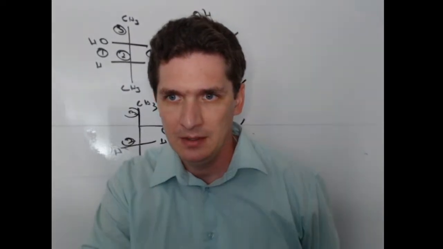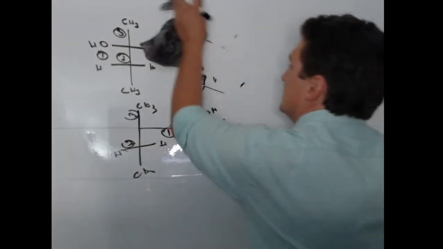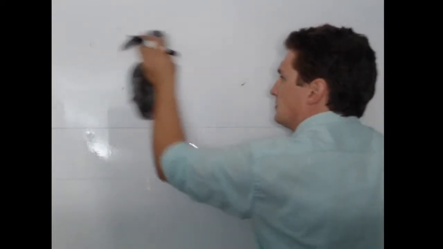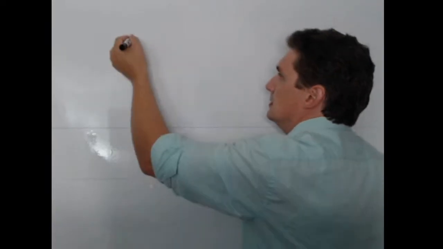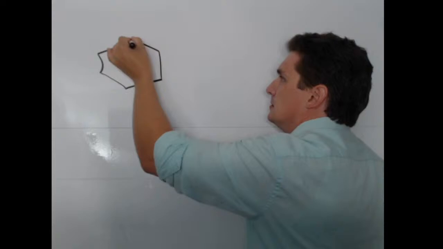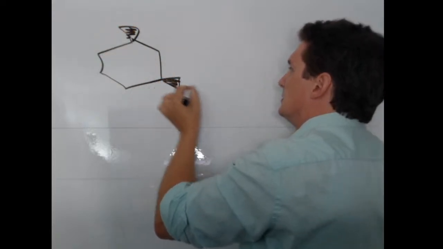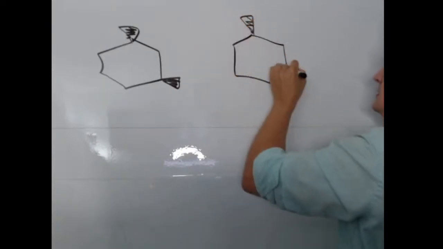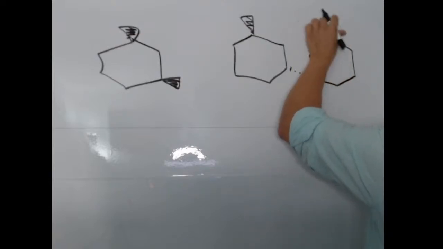All right. So for number 5, the Fischer projections. When you work it out, these are the 3 possible stereoisomers.